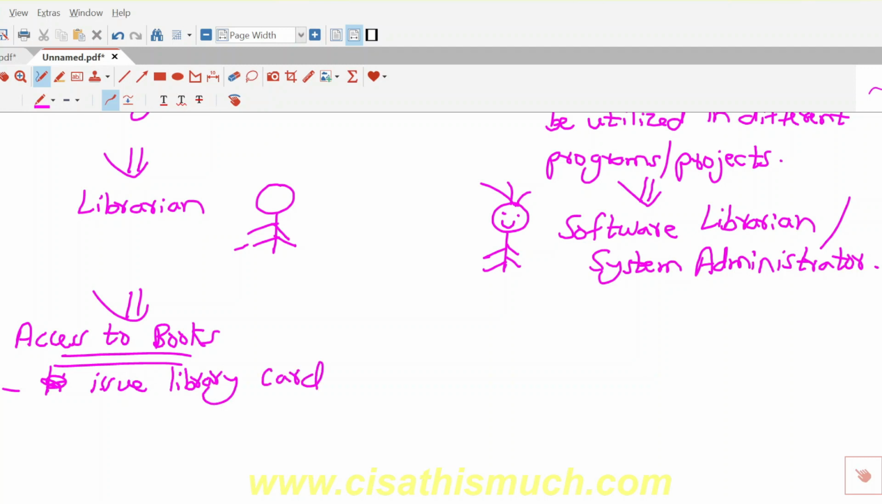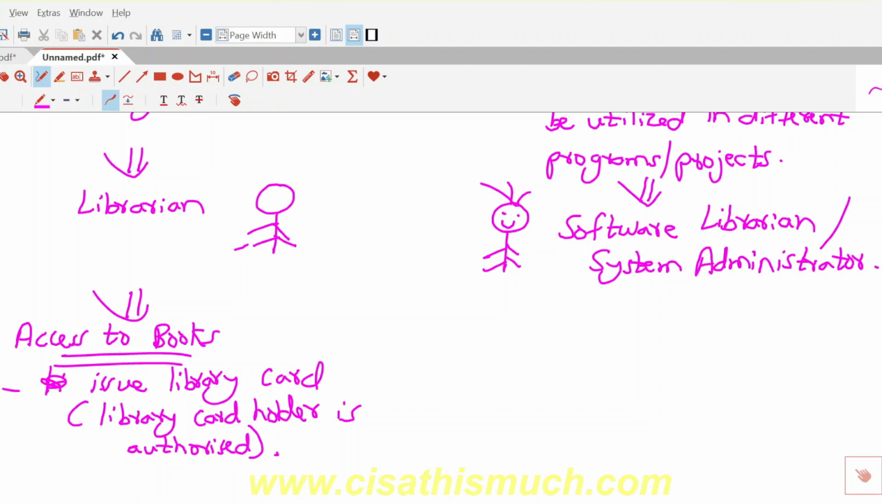Okay, so basically only a library card holder is authorized to access books, right? Don't you think so? Whenever you want to join any reading library, you need to take the membership, right? And then you will get a library card, and this is what makes you an authorized person.